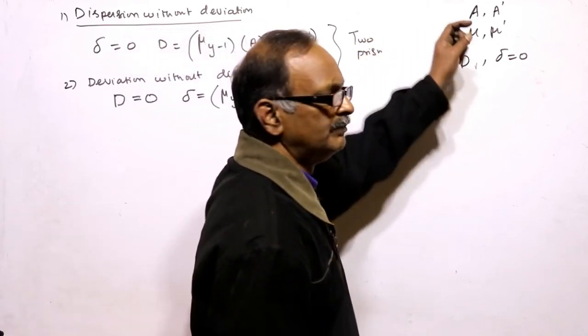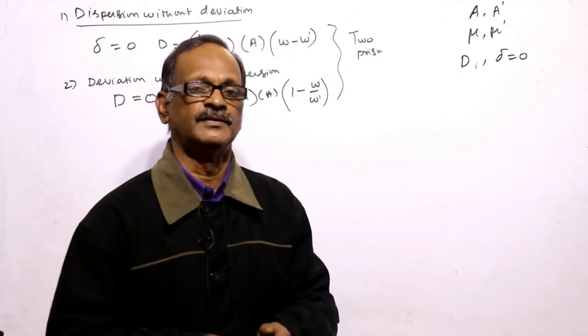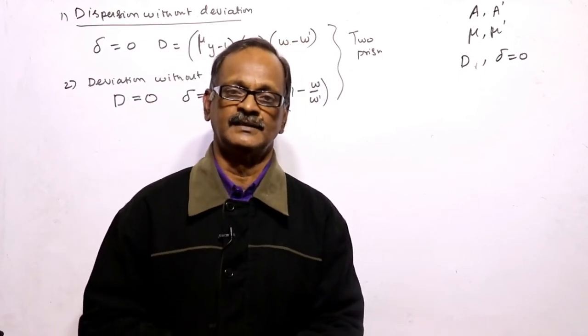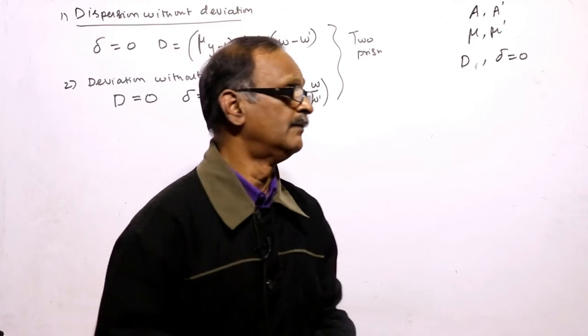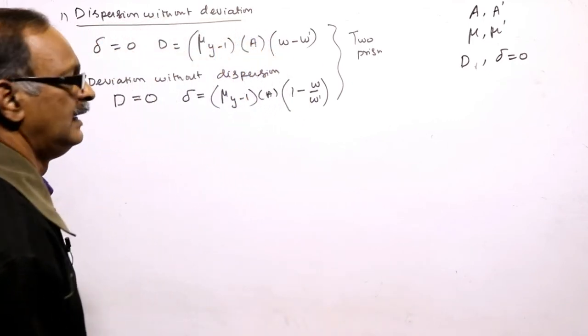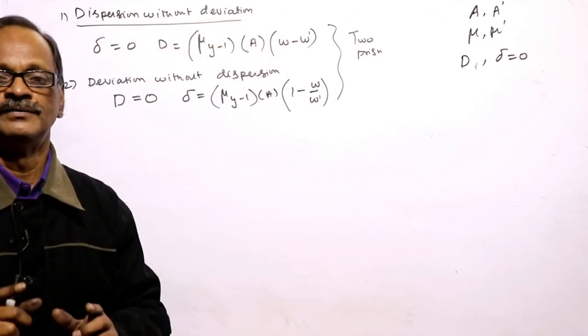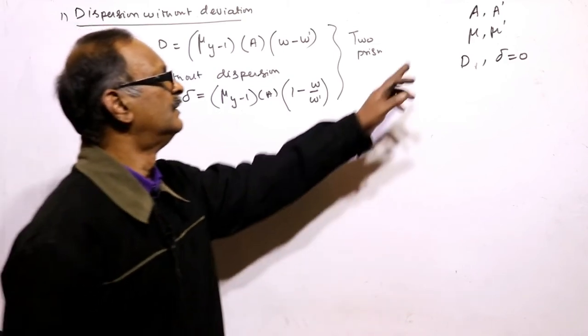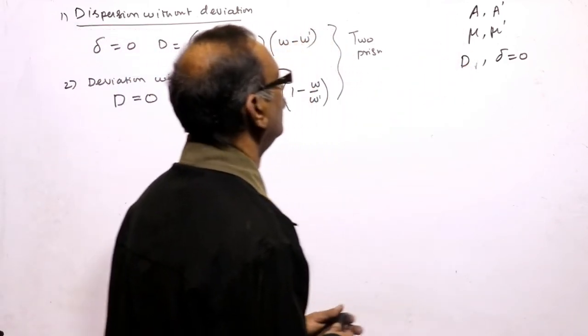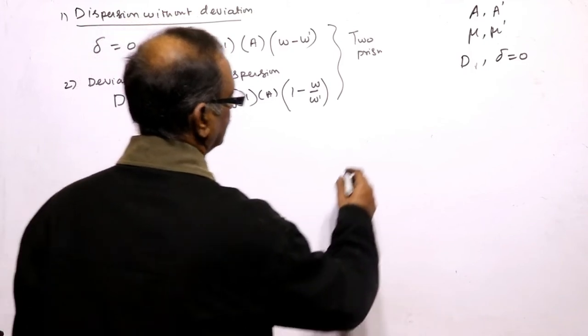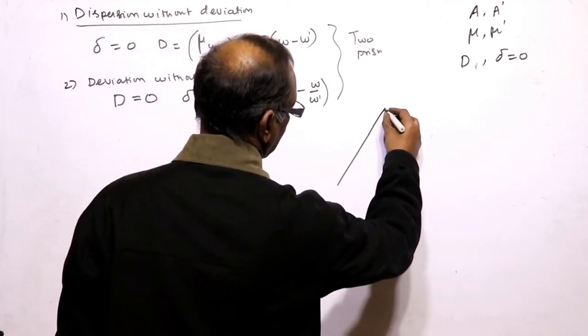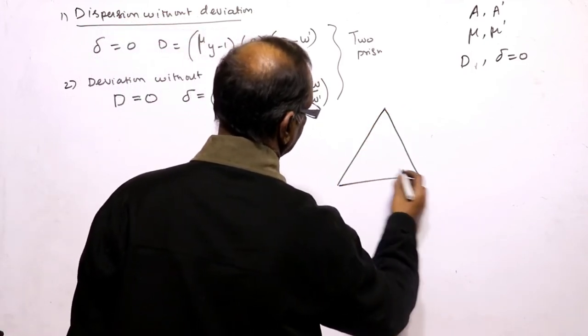Both the prism materials should be different. In that case only we can produce deviation without dispersion and dispersion without deviation. However, if you are having both the prisms of the same material, it means both are having the same angle of prism and angle of refraction. In that case, we can produce it like this.